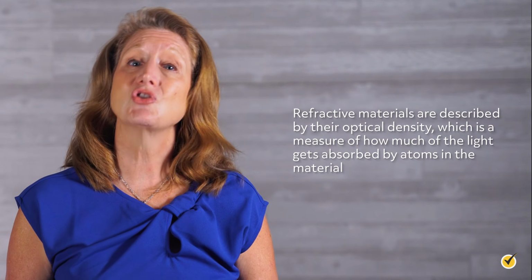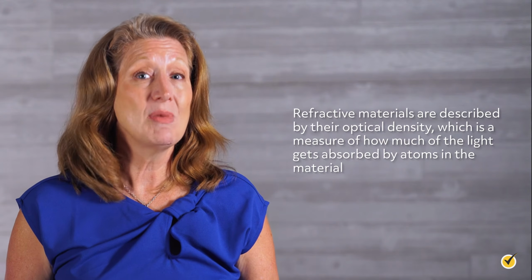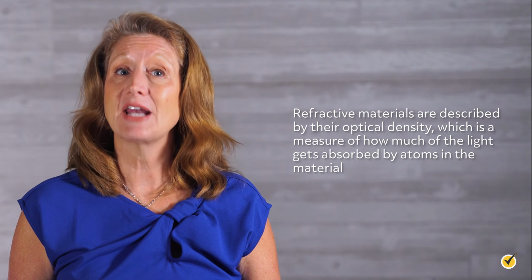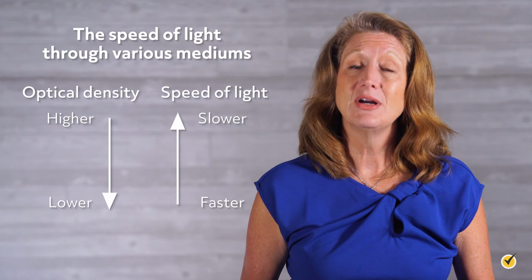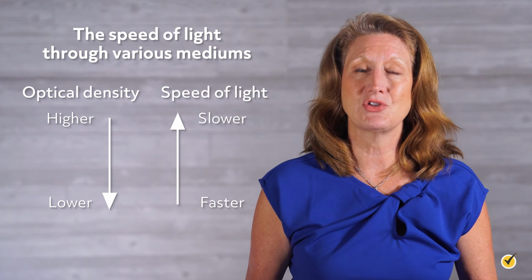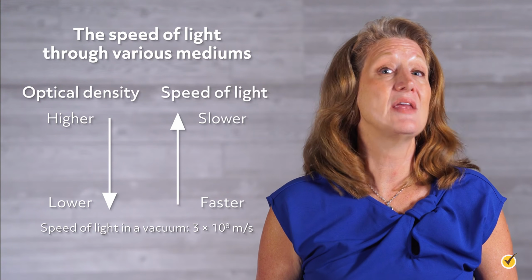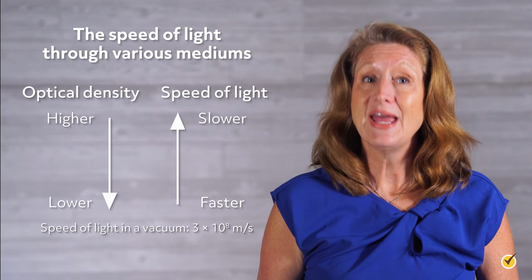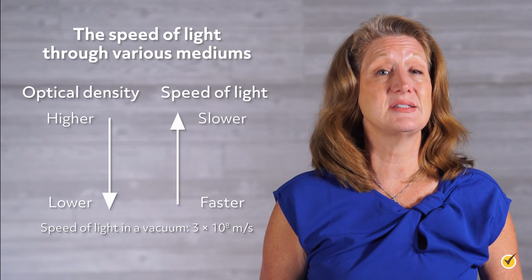Refractive materials are described by their optical density, which is a measure of how much of the light gets absorbed by atoms in the material. The higher the optical density of a material, the slower light is able to pass through it. While light travels at about 3 × 10⁸ meters per second in a vacuum, it travels slower through any medium depending on the optical density.